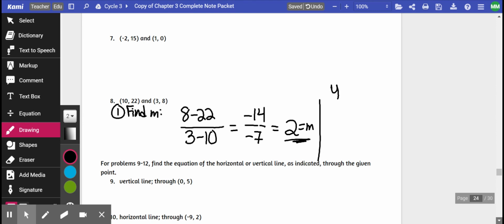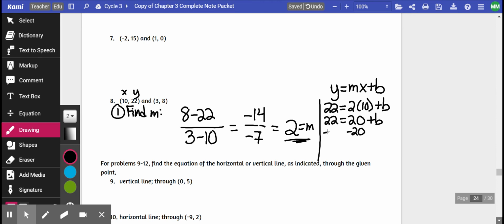Now I'm going to plug in my values to solve for b. I'm just going to use my first point. So 22 equals 2 times 10 plus b. So that would be 20 plus b. So we get 2. So y equals 2x plus 2.